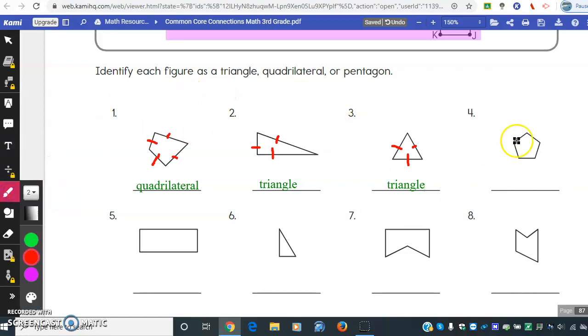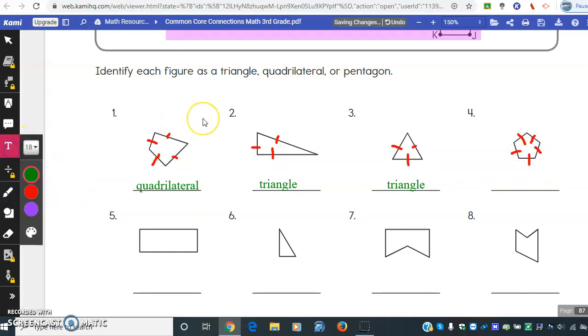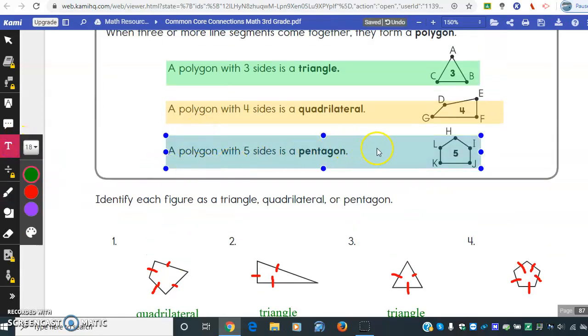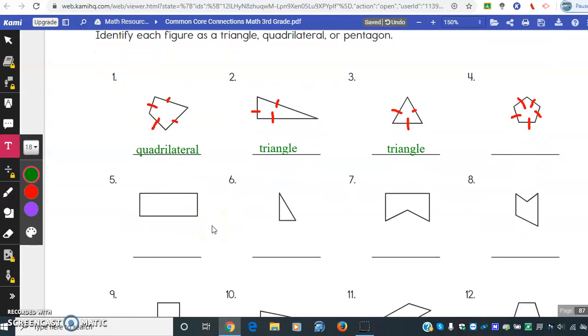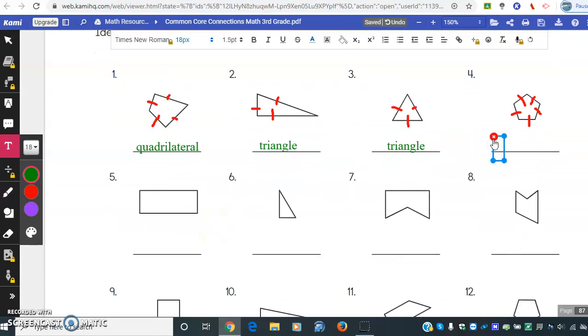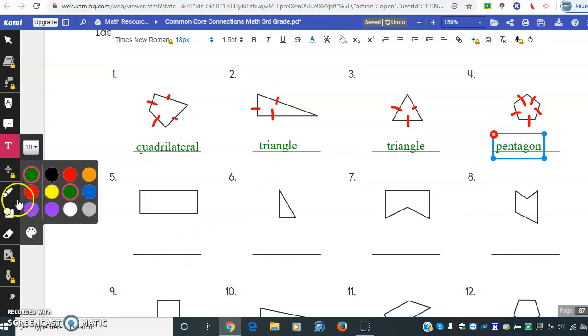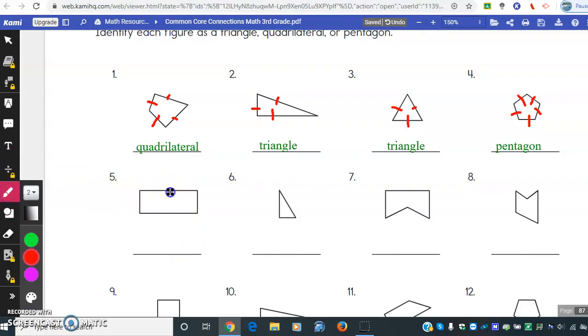On to number 4. 1, 2, 3, 4, 5. 5 sides makes a pentagon. All right, on to number 5, excuse me. Count the sides. 1, 2, 3, 4. And you might say, oh, I know what that is. That's a rectangle. And you're right, it is a rectangle.